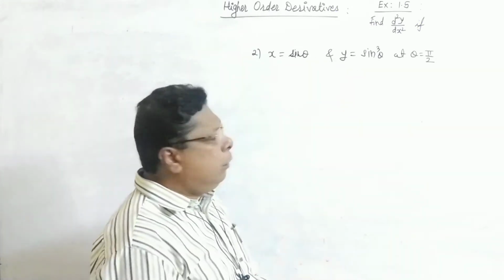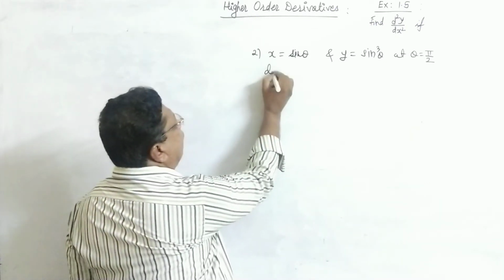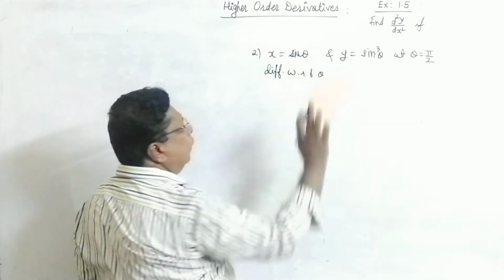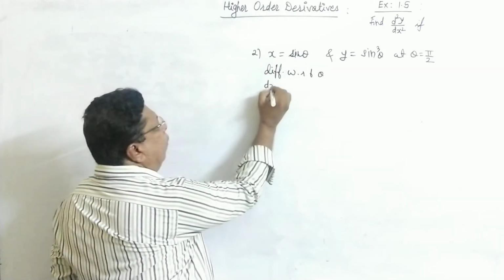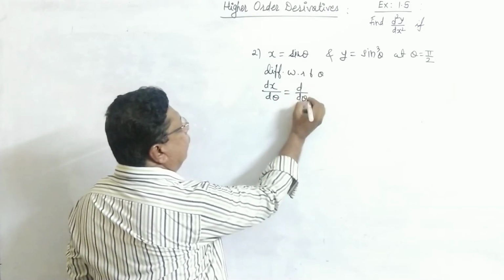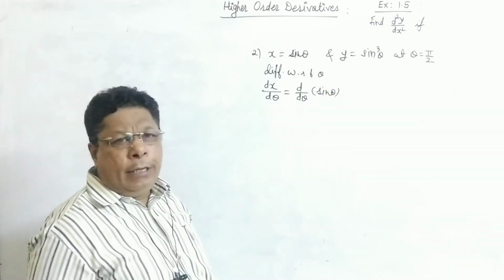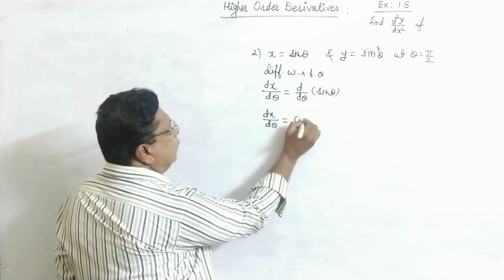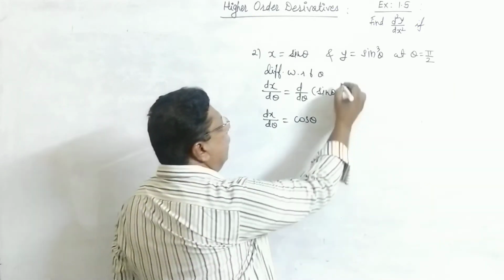Therefore, differentiate both the functions with respect to theta. Two functions are given separately. The first one is x equal to sin theta. The derivative of x with respect to theta is dx by d theta, equal to d by d theta of sin theta. What is the derivative of sin theta? The derivative of sin theta is cos theta. So dx by d theta is cos theta.